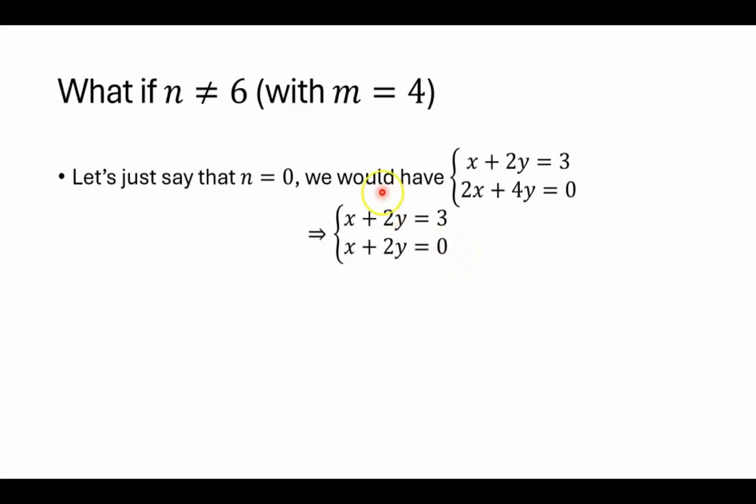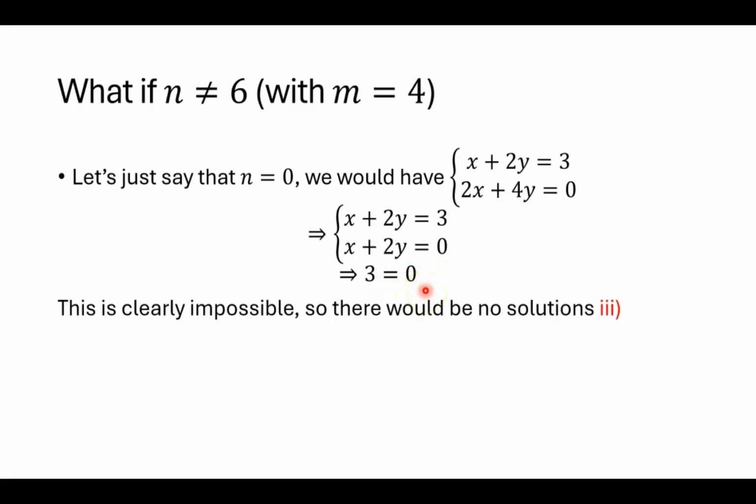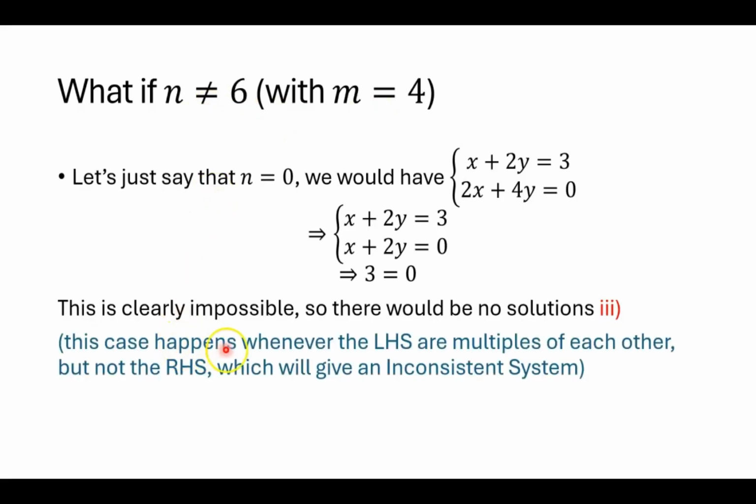But now you can see that the left hand sides are exactly the same. That will mean the right hand side also must be the same. So if we equate the right hand side, we have 3 is equal to 0. But that is impossible. So there will be no solutions. No x and y could have the power to make 3 equal to 0. So the answer to the third part is when m is equal to 4, but n is not equal to 6. And this case happens whenever the left hand sides are multiples of each other. So this is 2 times this, but not the right hand side, which will give an inconsistent system.